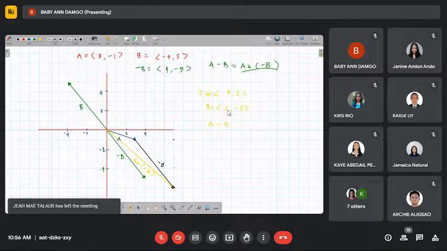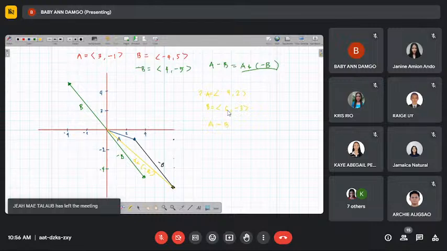Okay, so we have A equals 4, 2. And then B is 6, negative 3. Okay, so the difference is negative 2, 5. Okay, so the answer of Jed is correct.